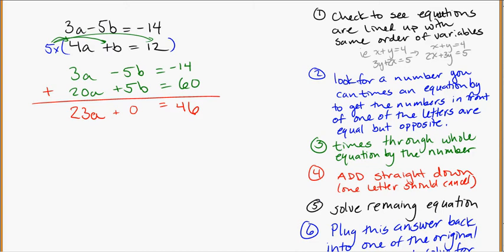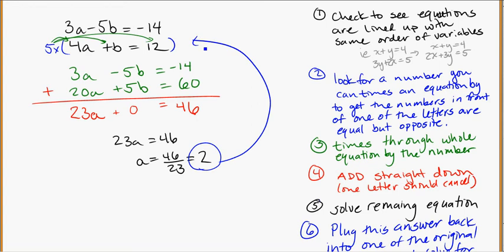And on to solving this equation. 23a is equal to 46. That's 23 times a, so my answer is 46 divided by 23, which will give me 2. A is equal to 2. So we're going to take that remaining answer, that answer we've got here, a is equal to 2, and we're going to substitute it back into one of the original equations.